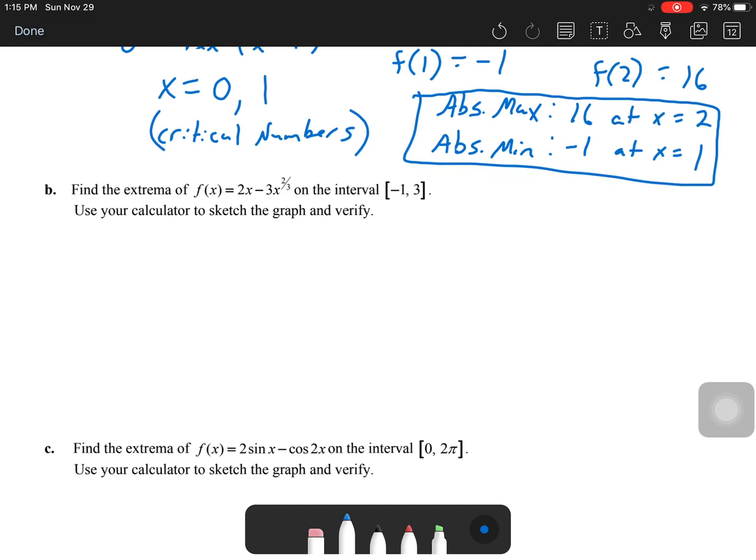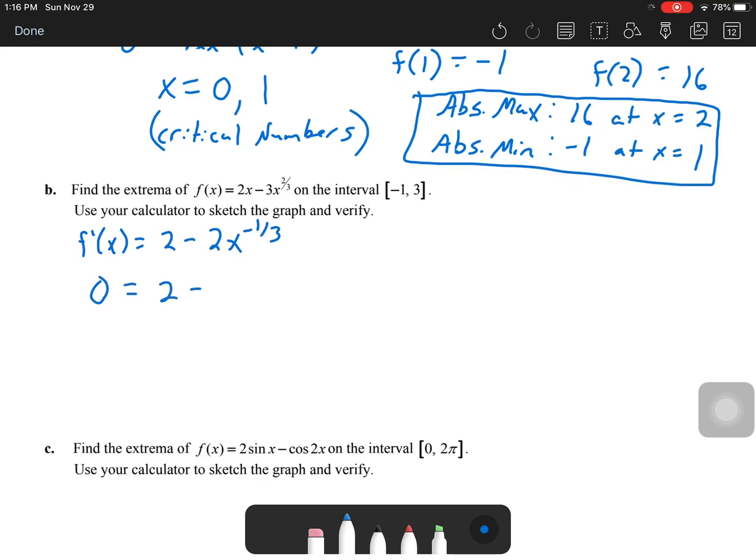Okay, so as we do this one, let's do our f prime. We always take our derivative, set that equal to 0, and find critical numbers. So the derivative of 2x is 2. The derivative of 3x to the 2/3 is going to be minus 2x, and I take 1 away from 2/3, which would be -1/3. Okay, and I'm going to set this equal to 0 now. So now think about this.